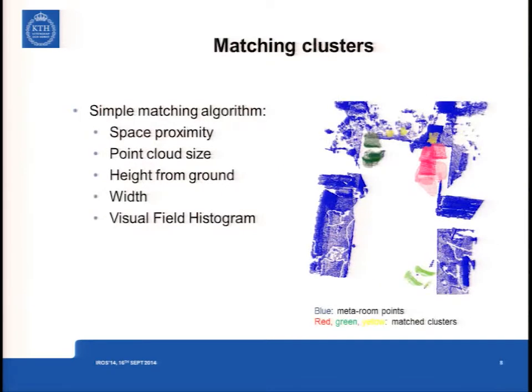We've also implemented a simple matching algorithm for these clusters that takes into account a few very simple features, such as the size of the point cloud and the height from the ground. And in this picture, you can see how the position of a cluster corresponding to a chair changes over the week when we collected this data.